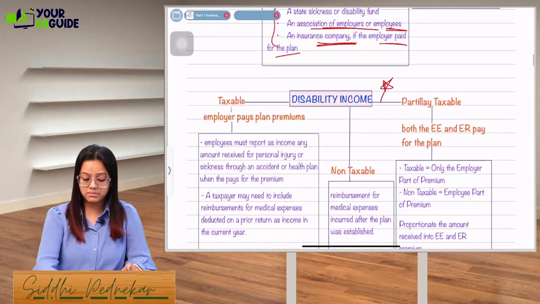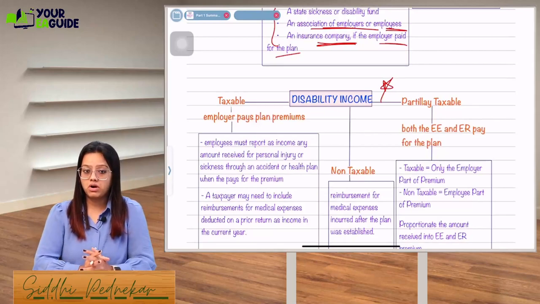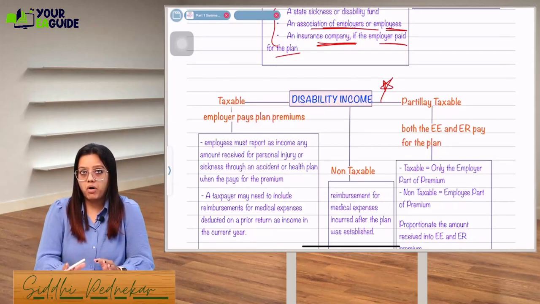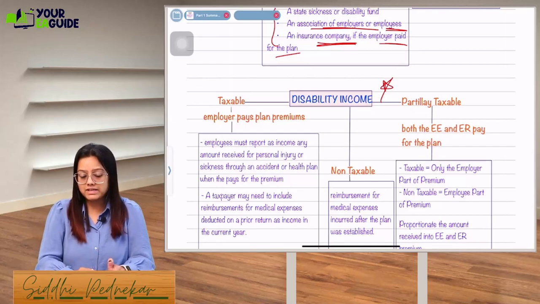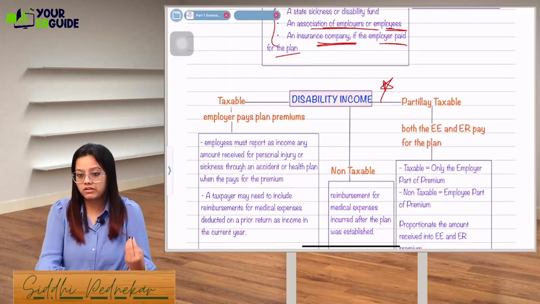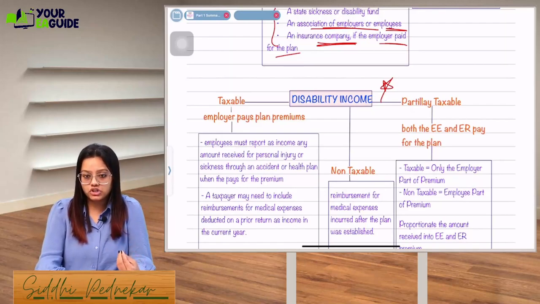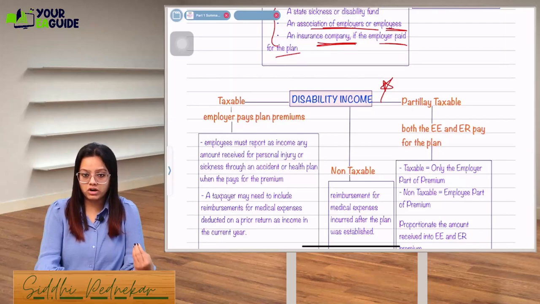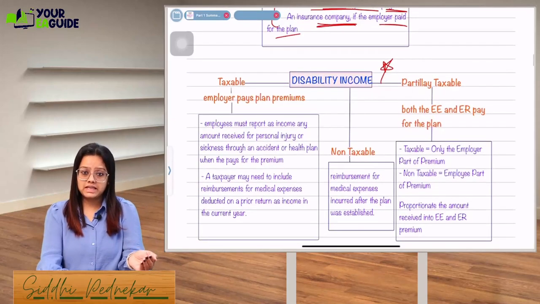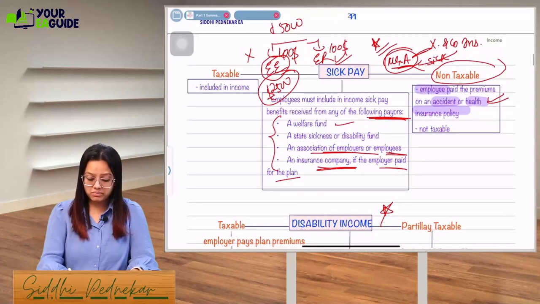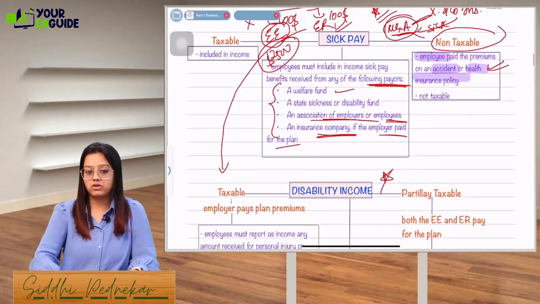Again, this one is important. Disability income means, let's say, the person has become disabled. Let's say a worker is working in a factory or any manufacturing unit and due to the work conditions, he became disabled. When he receives disability income, the same treatment we saw in sick pay will apply over here.